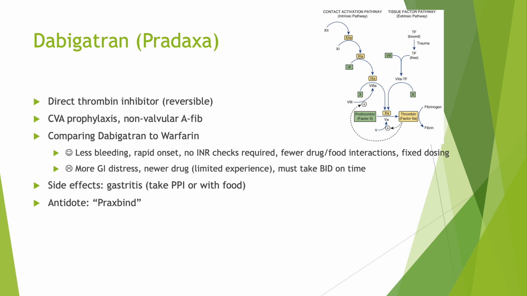So now what are the drawbacks of dabigatran? Well, patients often report more GI distress with this drug, and they also have to take it on a pretty strict schedule twice a day. Additionally, this is a newer drug. So with that comes limited experience, potentially a limited understanding of some of the possible issues with this drug, and also an antidote to dabigatran, Praxbind, was introduced in the market in 2015. So this actually improves the safety of this drug.